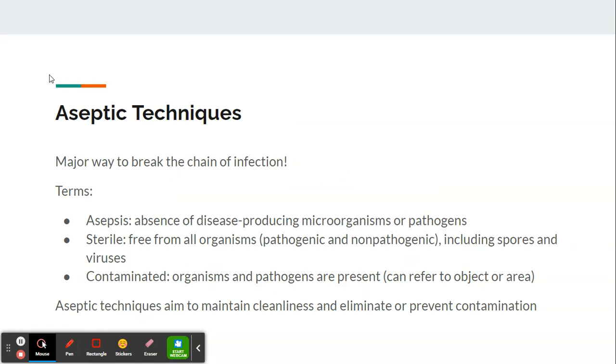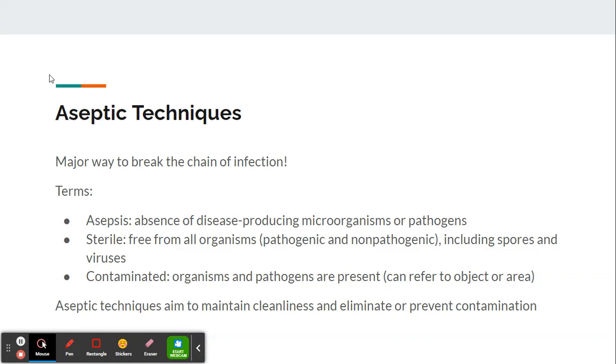We're going to talk a little bit about aseptic technique, so ways that we can help break the chain of infection. Asepsis means that we have an absence of that disease-producing microorganism or pathogen, whereas sterile means that we have no organisms, whether they're pathogenic, non-pathogenic, no spores, no viruses. There is nothing on that object.